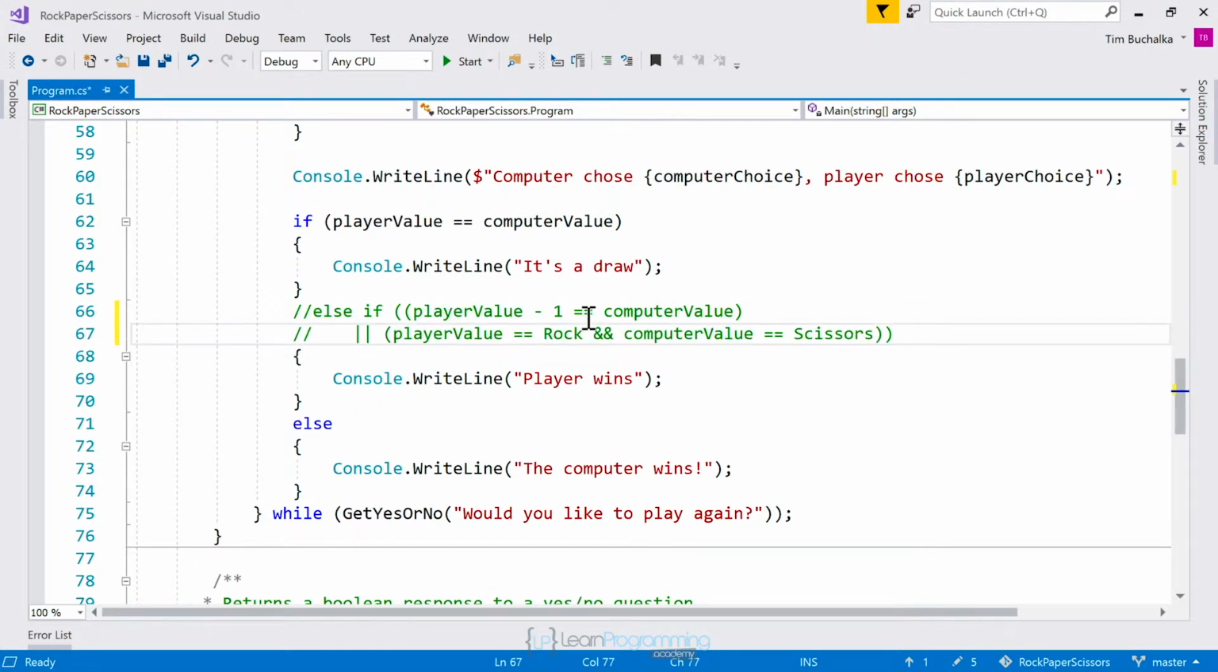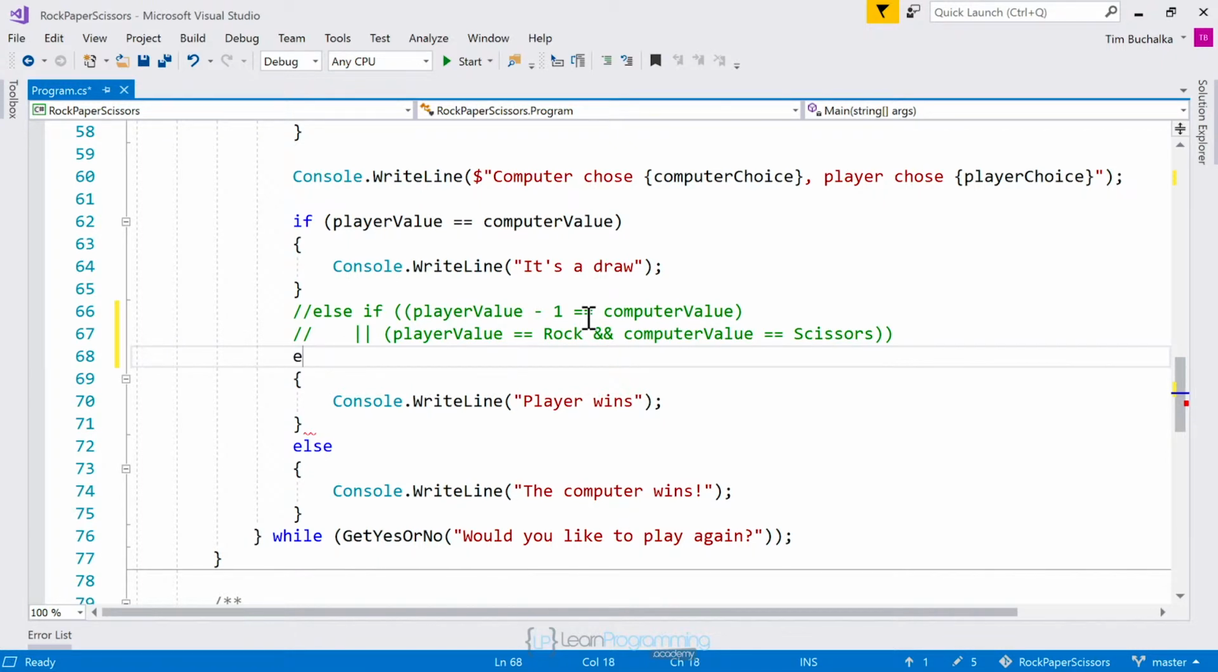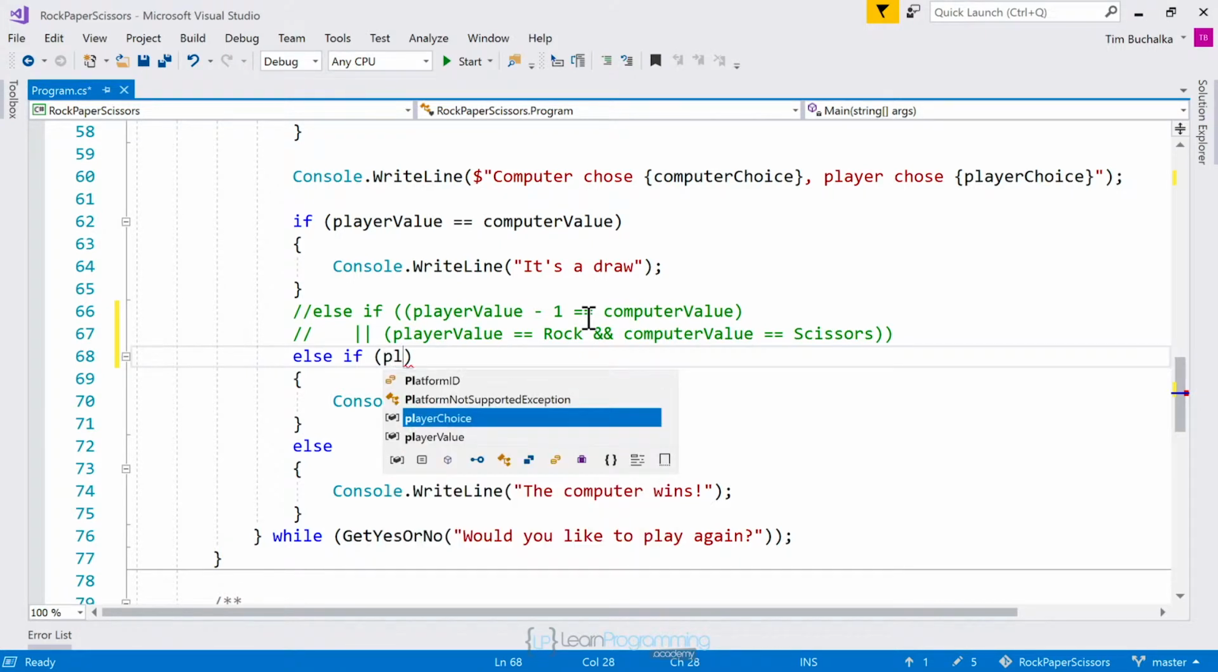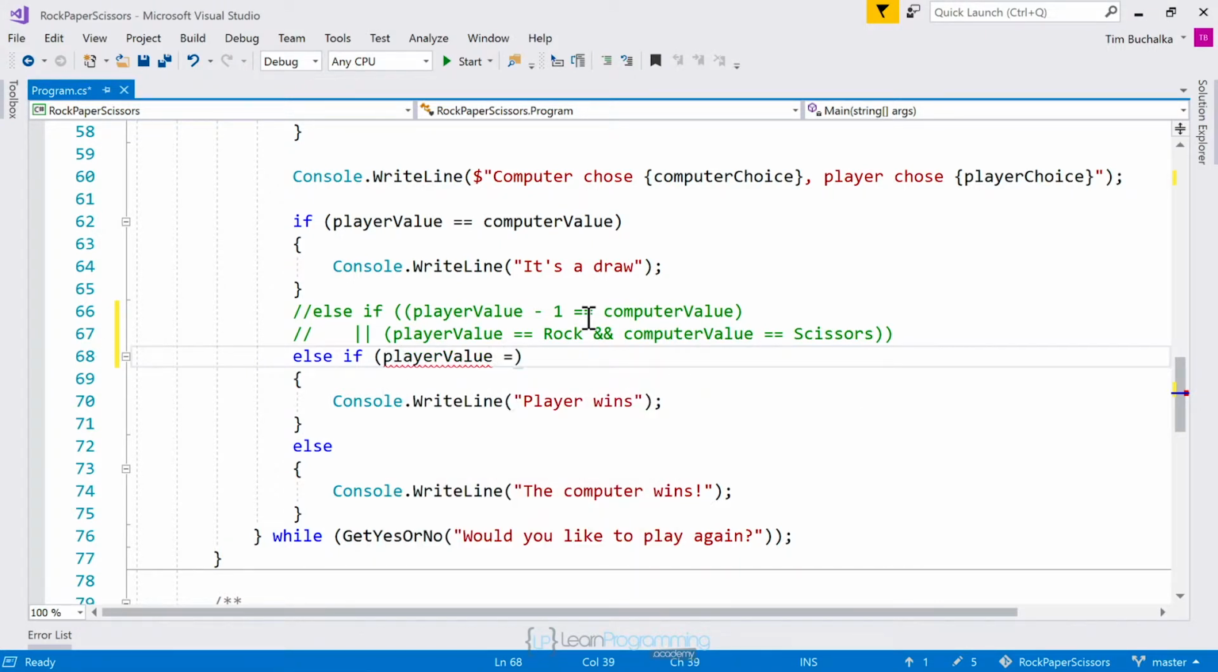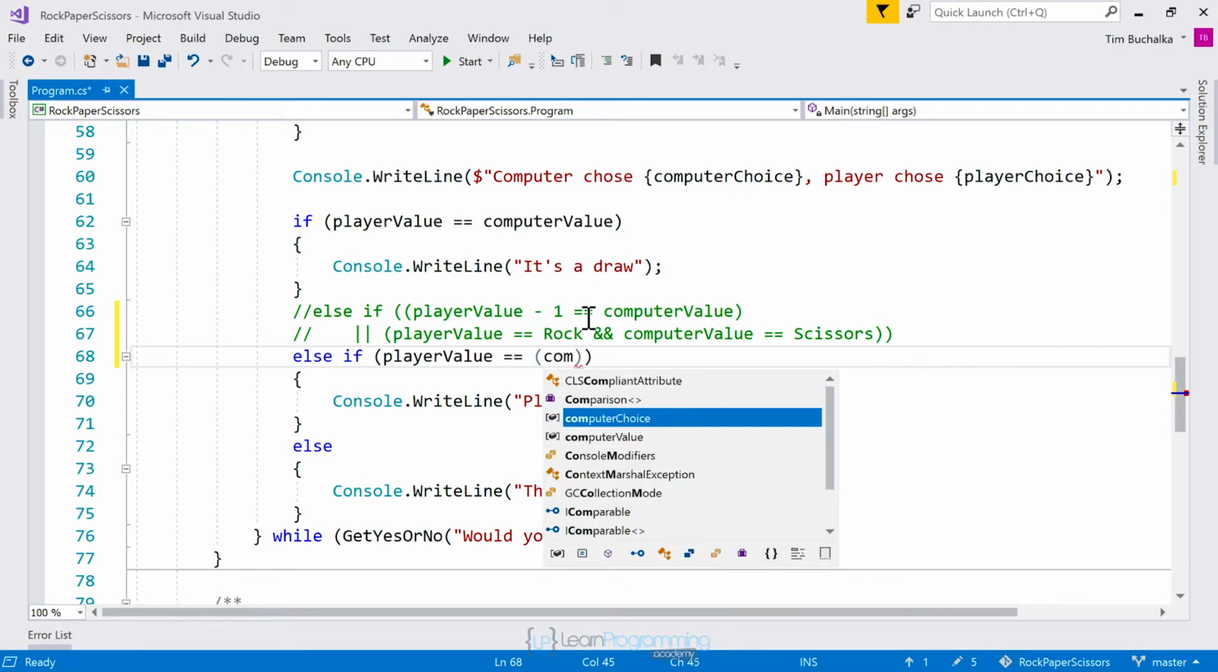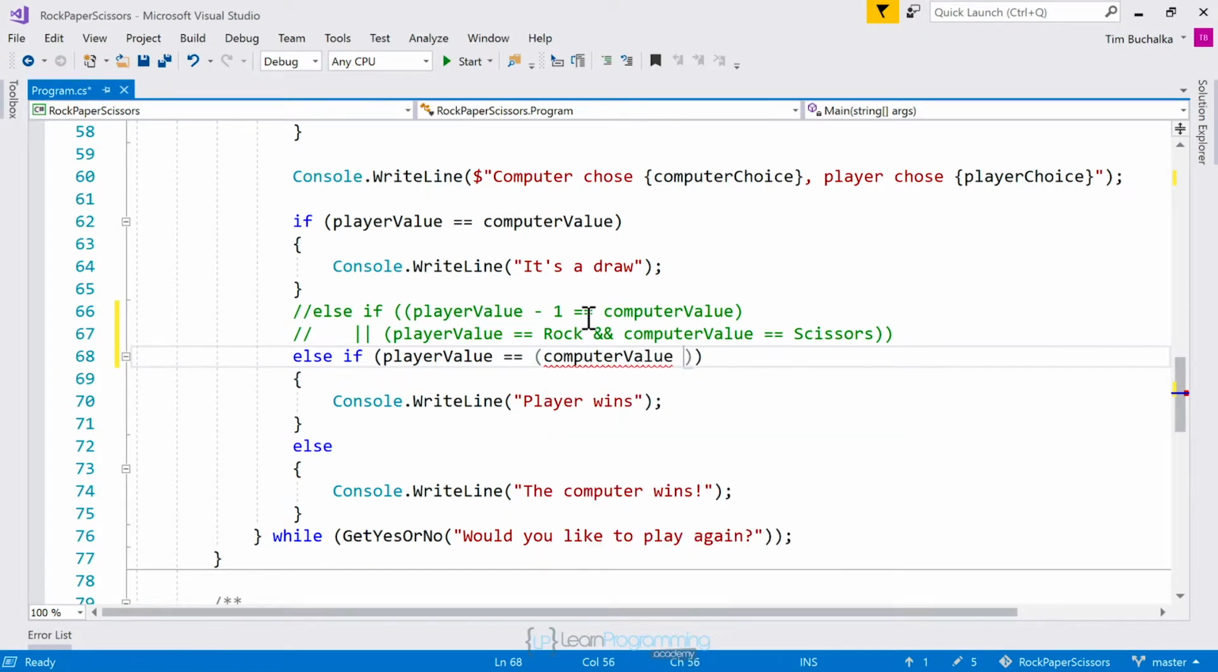And what we're going to do instead, I'm going to change that to else if, and parentheses, player value is equal to, two equal signs, parentheses, computer value plus 1, parentheses, and then the remainder operator, 3. Then parentheses. So again, it's else if player value in parentheses is equal to parentheses computer value plus 1, closing parentheses, and remainder 3, then a closing parentheses. All right, so let's try running that.